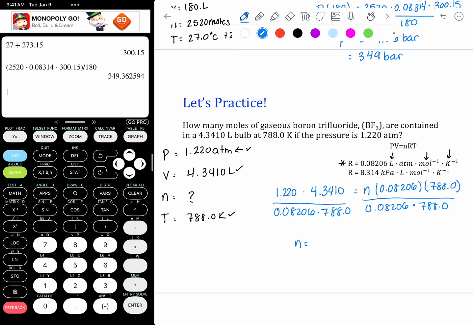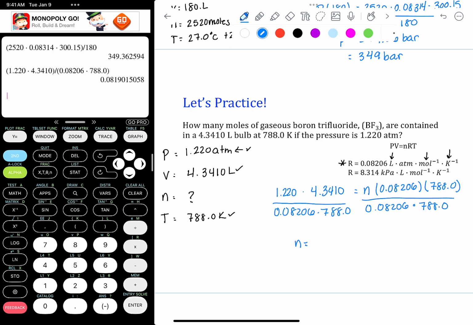So N is going to be 1.220 times 4.3410, end parenthesis, divided by 0.08206 times the temperature, 788. So I get a number of moles of 0.0819. And I think with the sig figs, this should have 4, so we'll add that 0 at the end.